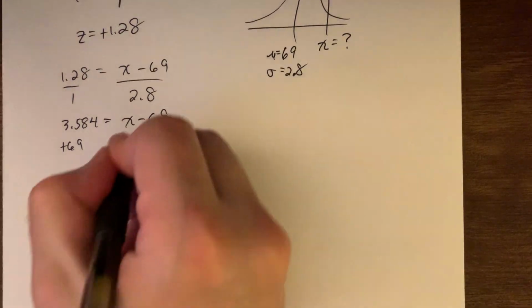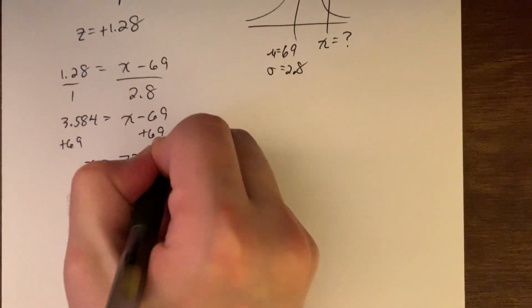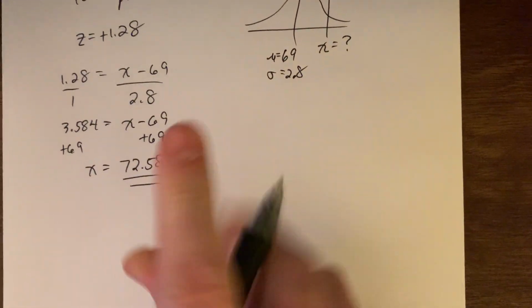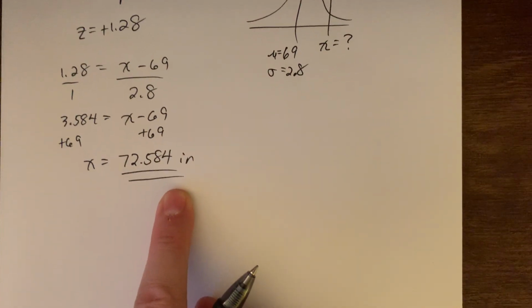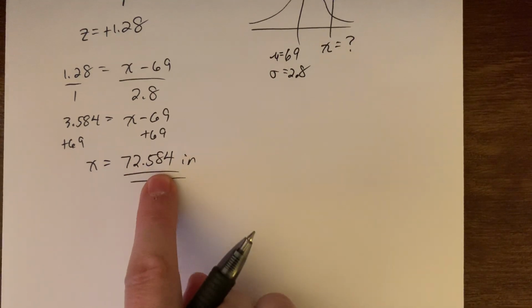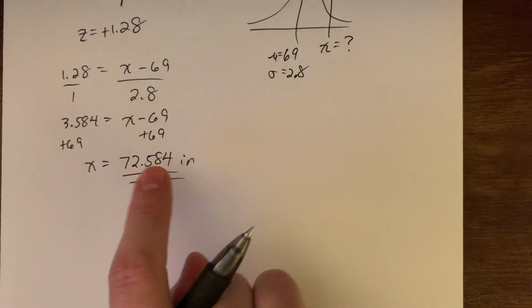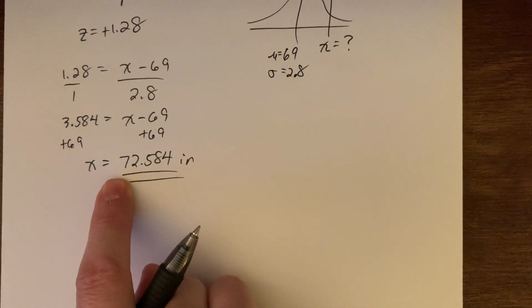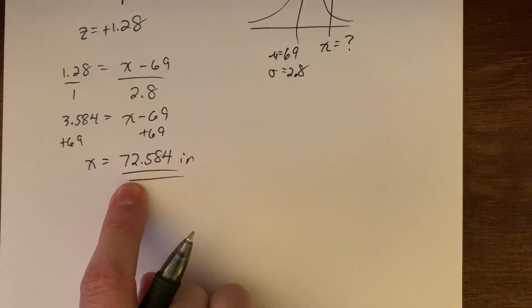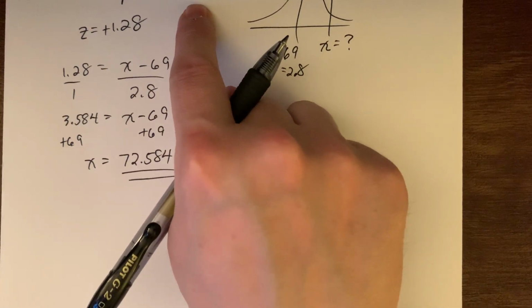I get 72.584. This is a data value. This is measured in inches. A man would have to be 72.58, or 72.6, wherever you want to round here. Even if you wanted to round to, say, 73 inches, be a little bit rougher. But you need to be at least that tall to be in the 90th percentile.